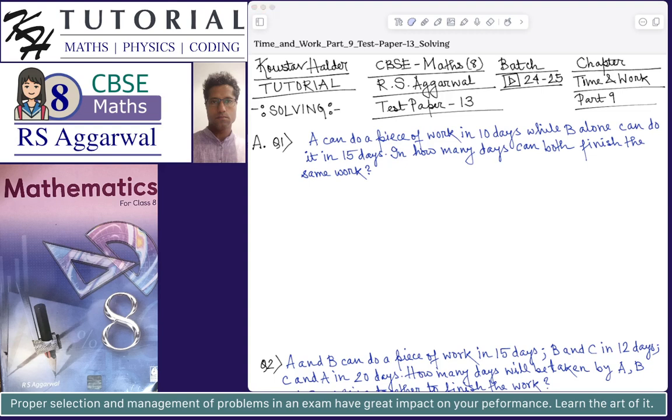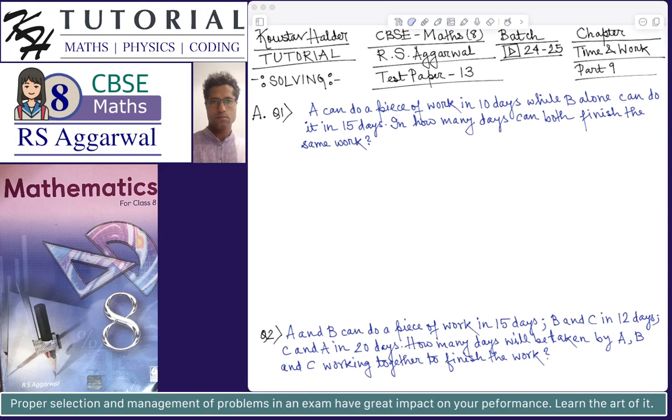The first problem says: A can do a piece of work in 10 days while B alone can do it in 15 days. In how many days can both finish the same work? So this is a pretty straightforward question. We have to find the work done by A and B individually in 1 day.